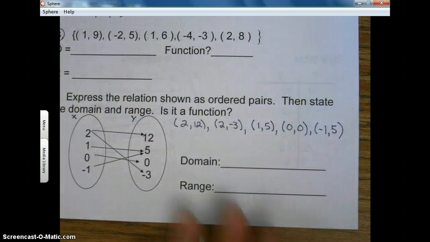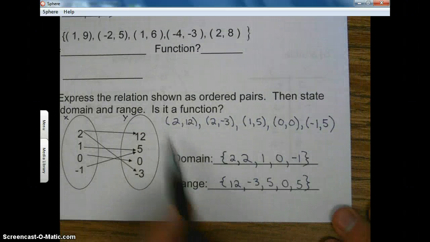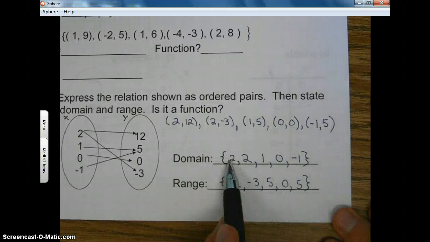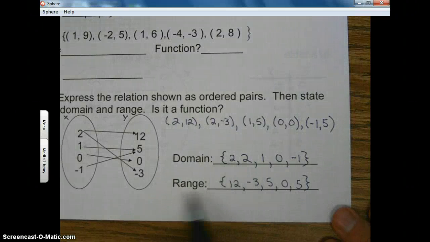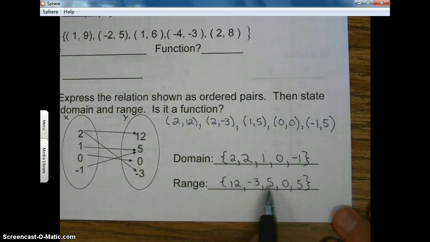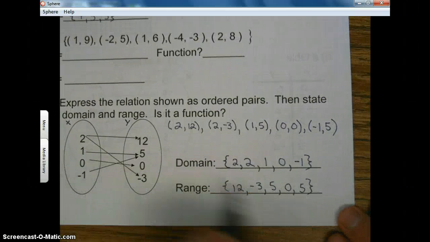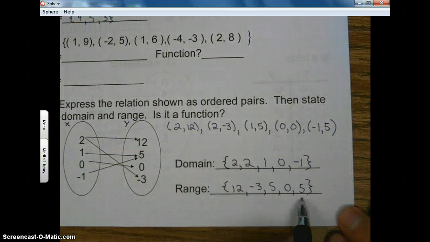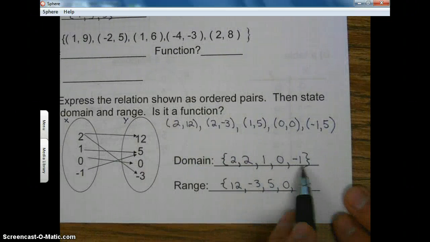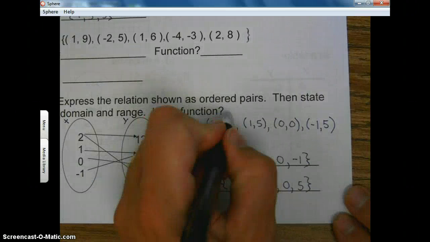Okay? Let's write the domain and range. I went ahead and listed out my domain, all my x values. Notice I had a number repeat, so I did not have to write both of them. Looking at the range, I wrote all my y values. Notice I had a repeating one. I did not have to write 5 twice, but you can. It's just not necessary. Is it a function? We got a repeating x value, so this is not a function, so no.